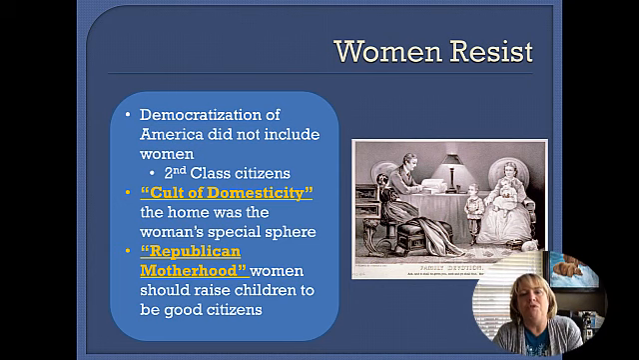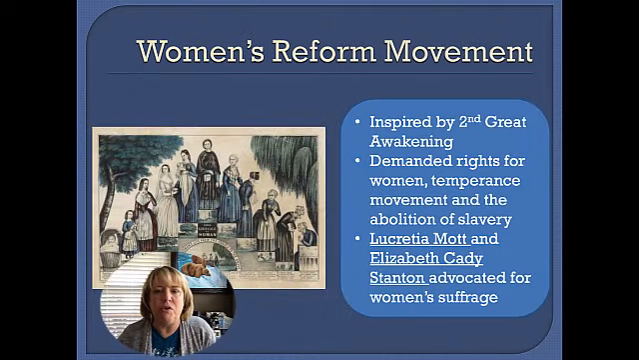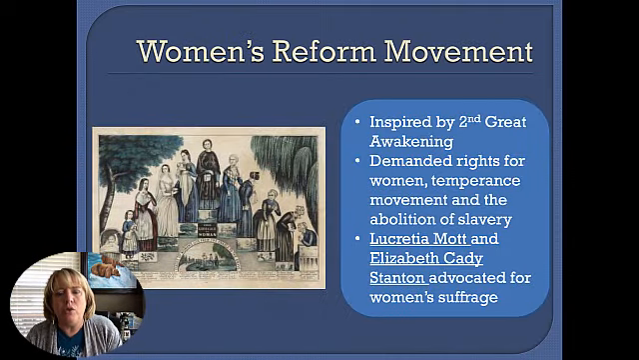On top of that, you had what was referred to as the cult of domesticity, this idea that the home was the women's sphere of influence, which it was, but they didn't want to limit it to the home. And don't forget Republican motherhood, where women were expected to raise good citizens. So all of that kind of comes together within this women's reform movement, and women are going to start demanding rights.